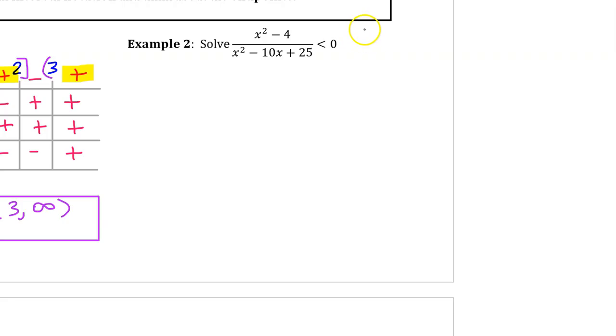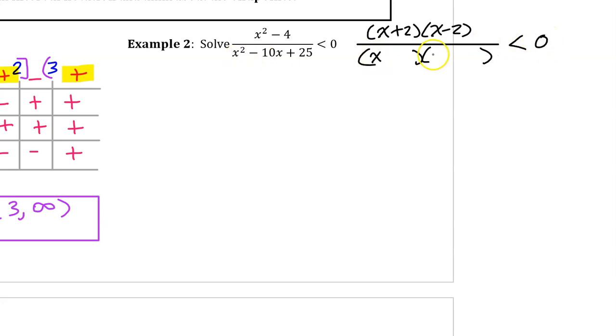Example 2 needs to be factored first. So x squared minus 4 factors as x plus 2 times x minus 2. The denominator is going to factor as a binomial times a binomial. X squared will factor as x times x. 25 will factor as 5 times 5. Inner plus outer must equal the middle, so we will need a -5x inner and another -5x outer to make -10. So there we factored everything.